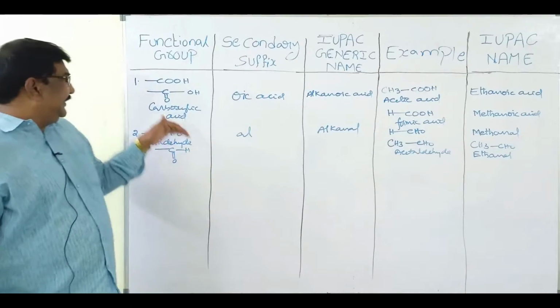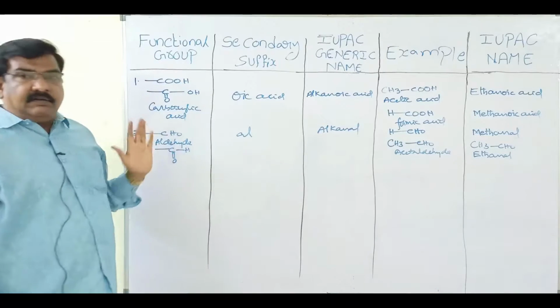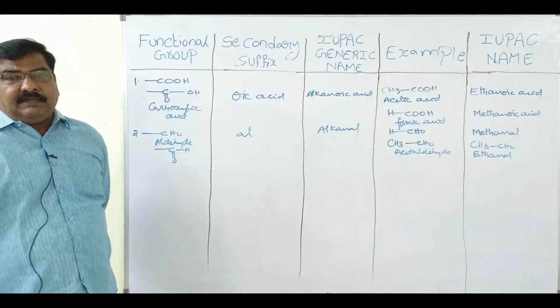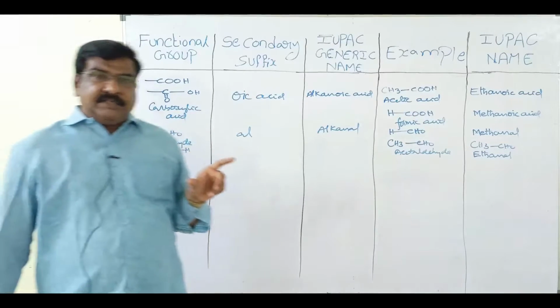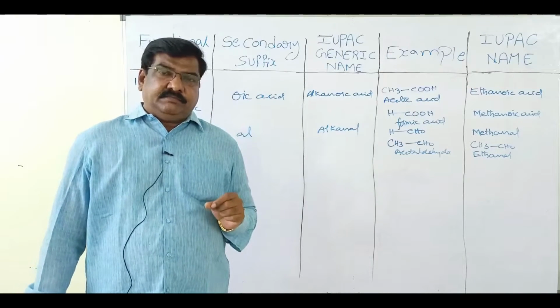The most important point is carboxylic acid and aldehyde are terminal functional groups. Means these two groups are present at the end of the chain.